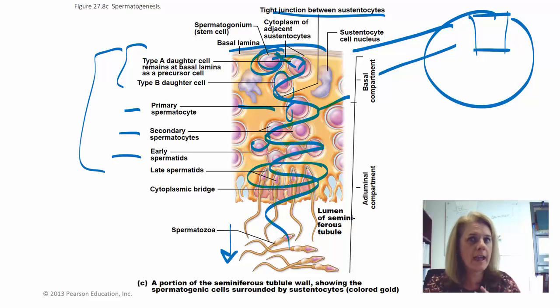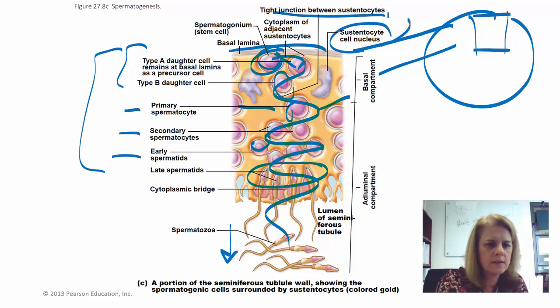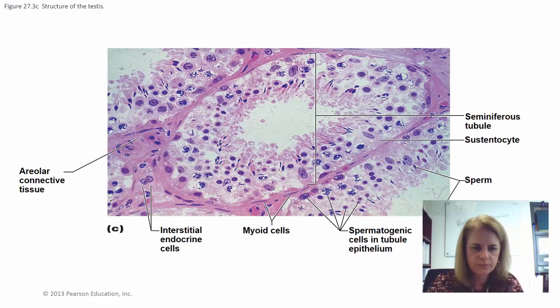If you think back to antigens, the male might actually recognize those as foreign. So they're actually separated by the blood barrier. There's a barrier between the sperm and the blood, so that the male doesn't recognize them as foreign and destroy them. So that's pretty cool. Be able to recognize the sustentacular cells and these different stages in sperm formation.